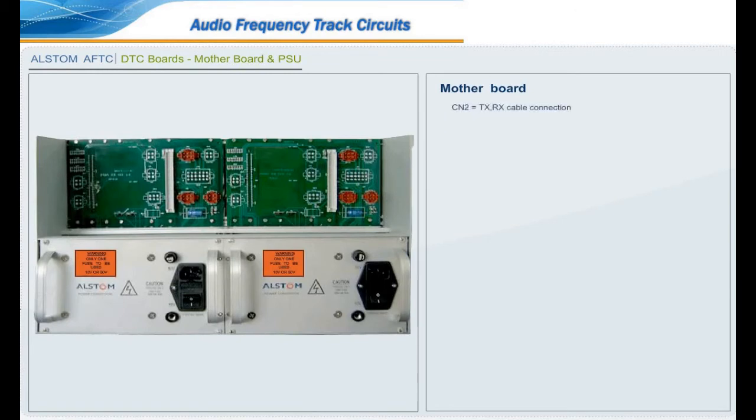Motherboard: CN2 equals transmitter receive cable connection, CN3 equals switch receivers, CN5 vital output, CN8 for center feed TC.